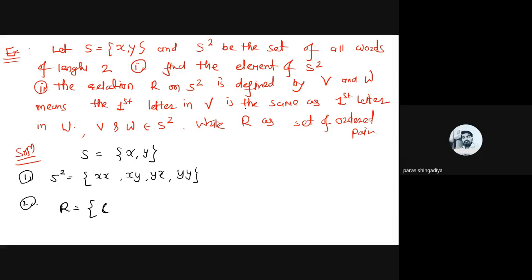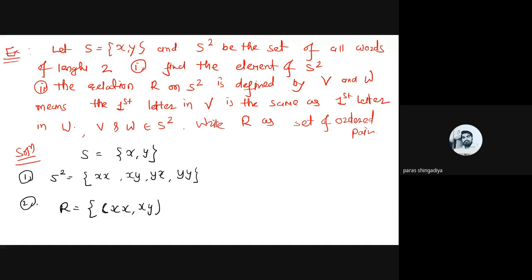The first letter in V is the same as the first letter in W, okay. So I can consider x, x and x, y pair. Now check this pair: the first letter of this V, x, x I can consider from V, and x, y I can consider from W, clear.